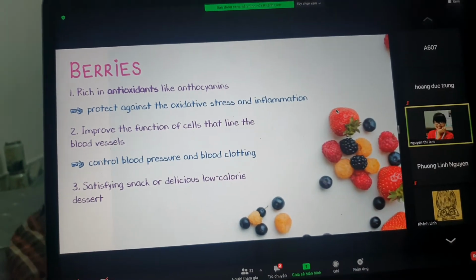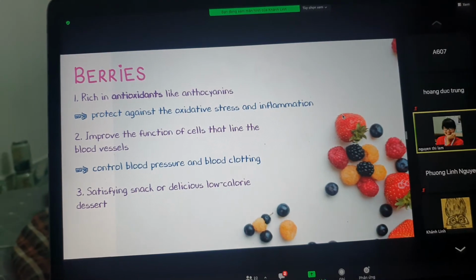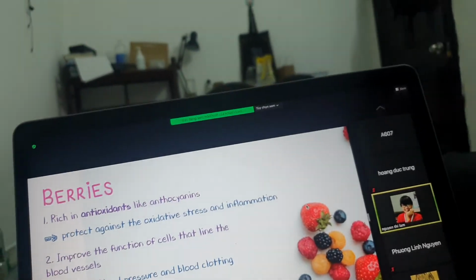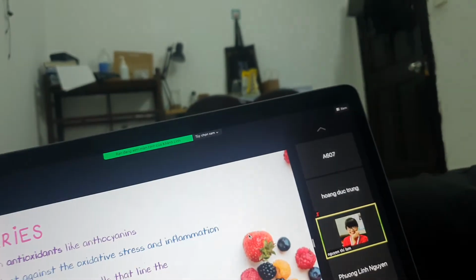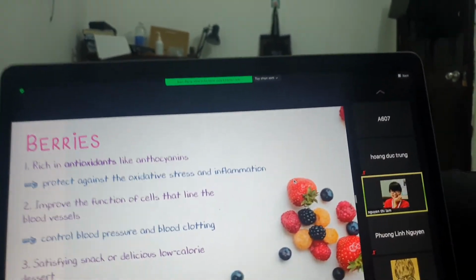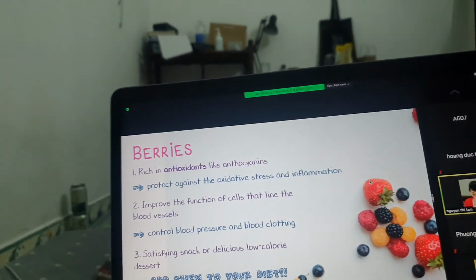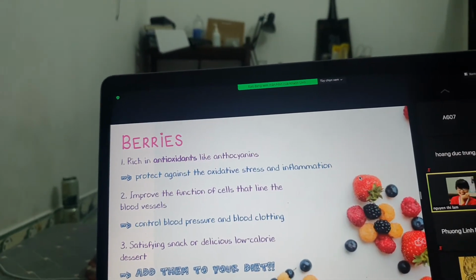A berry snack can be classified as a delicious, low calorie snack or dessert. Try adding a few different berries to your diet to take advantage of their unique health benefits.